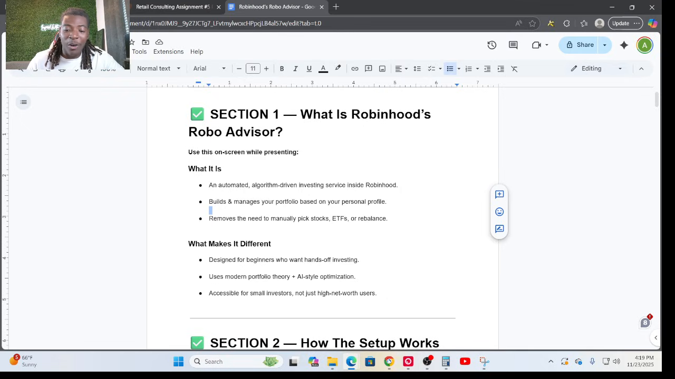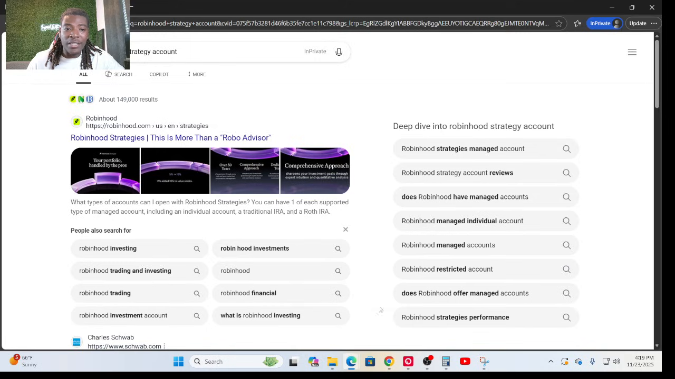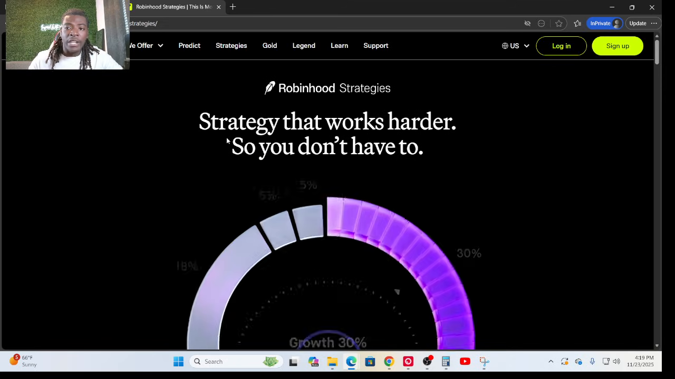I haven't tried it, so hopefully it actually works. But I'm going to walk you guys through step by step exactly how to set up an actual account, because I know a lot of people are wondering, how do I actually even do this thing? So what I do is I opened up another incognito window. You're going to search up Robinhood strategy. It's going to look just like this.